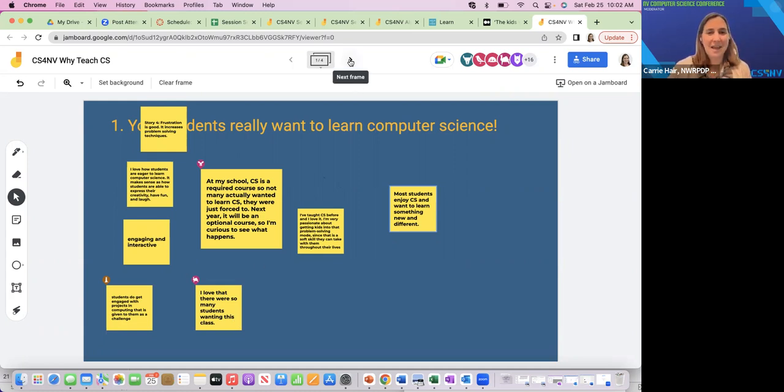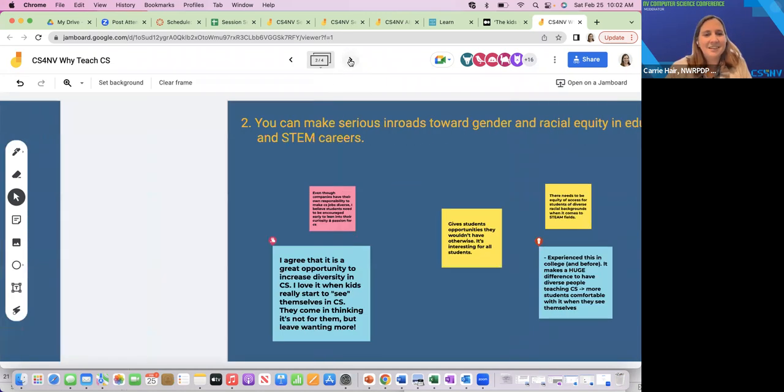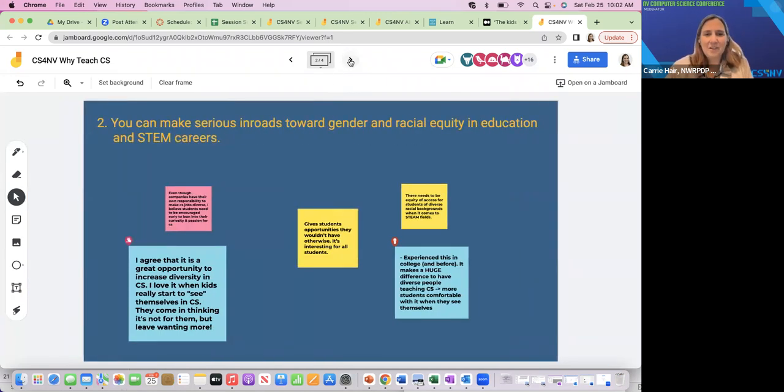All my kids got to make an app and they got to choose what their app was about. A decision maker app, they all got to choose what their decision was going to be. What game should I play tonight? What restaurant should I go to? What clothes should I wear today? Where should I go on vacation? And so the students have that ownership, and it's so exciting to see them take that ownership and run with it. So you can make serious inroads towards gender and racial equity in education.